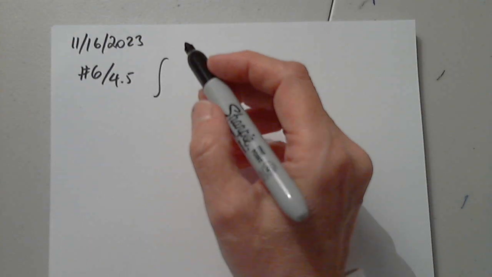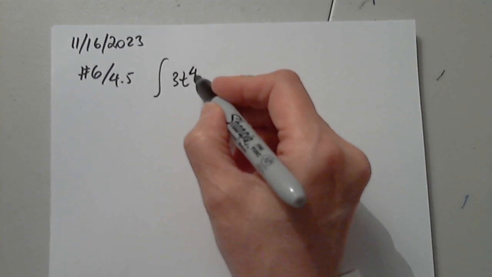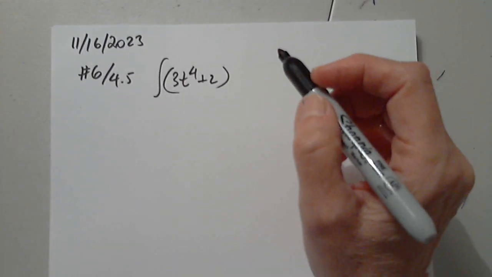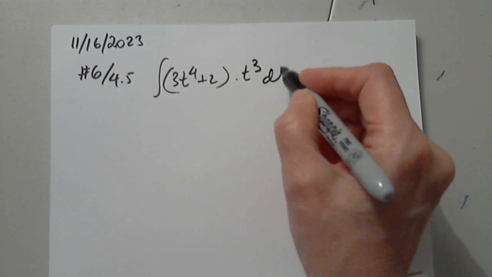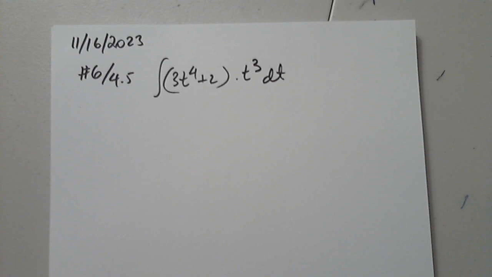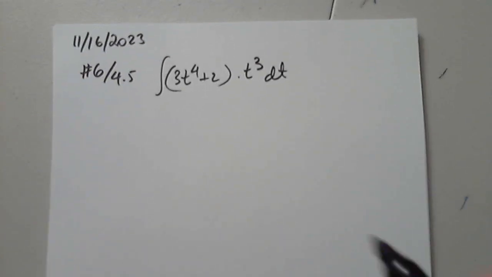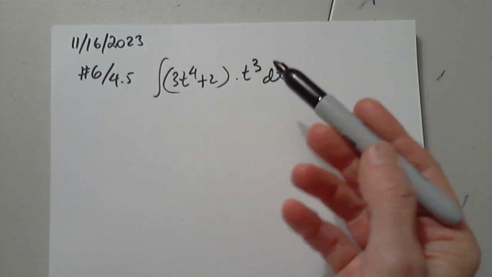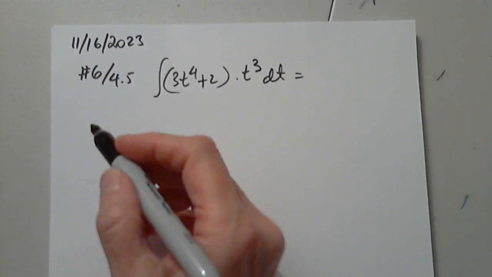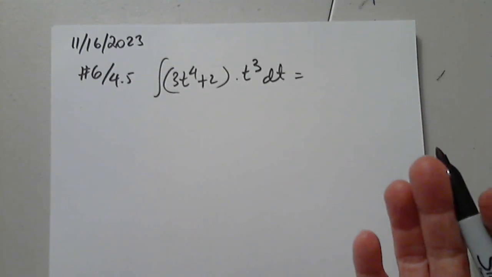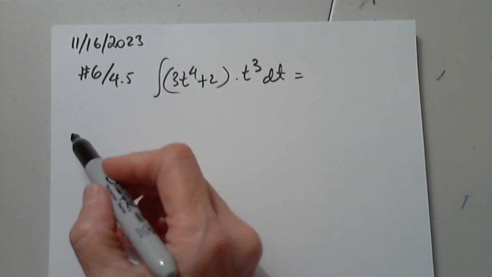So here it is. The integral of (3t to the 4th plus 2) to the power of 1, times t to the 3rd dt. In this particular situation, we have two options. One option would be to distribute, and then you're done. Let me show you that option. This is not what we want to do because we want to practice the substitution, but let's do that first.